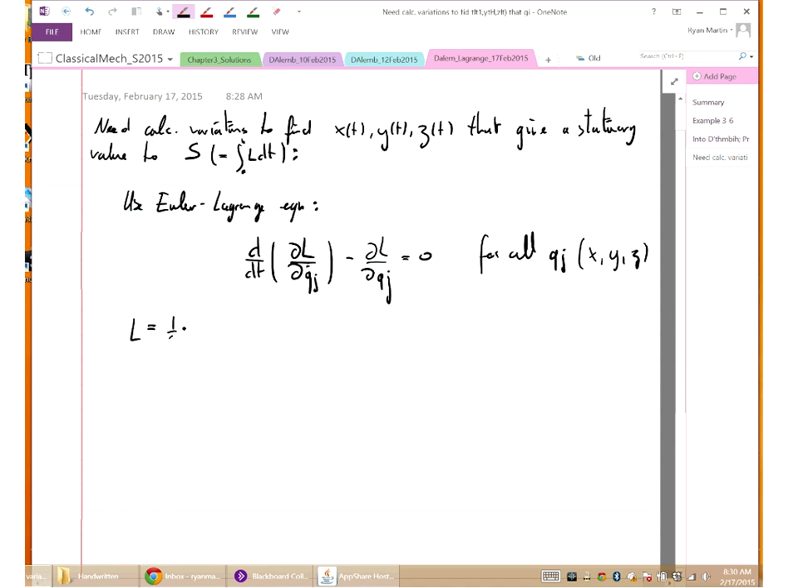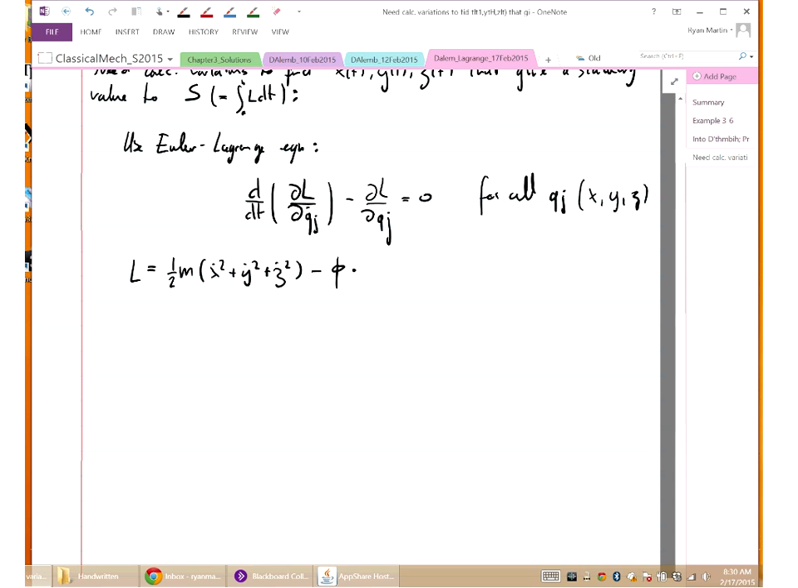So remember, L is a half m times x dot squared plus y dot squared plus z dot squared minus phi. And phi depends on x, y, and z. Right, it's potential energy, so it depends on position. Just like gravitation, the potential depends on position, not speed or anything like that.